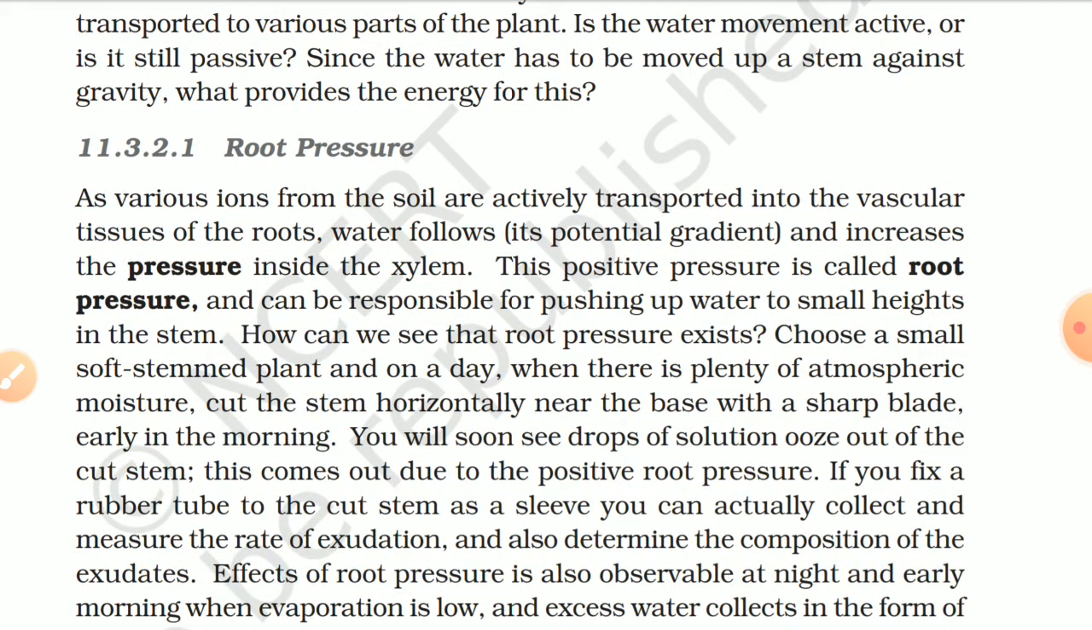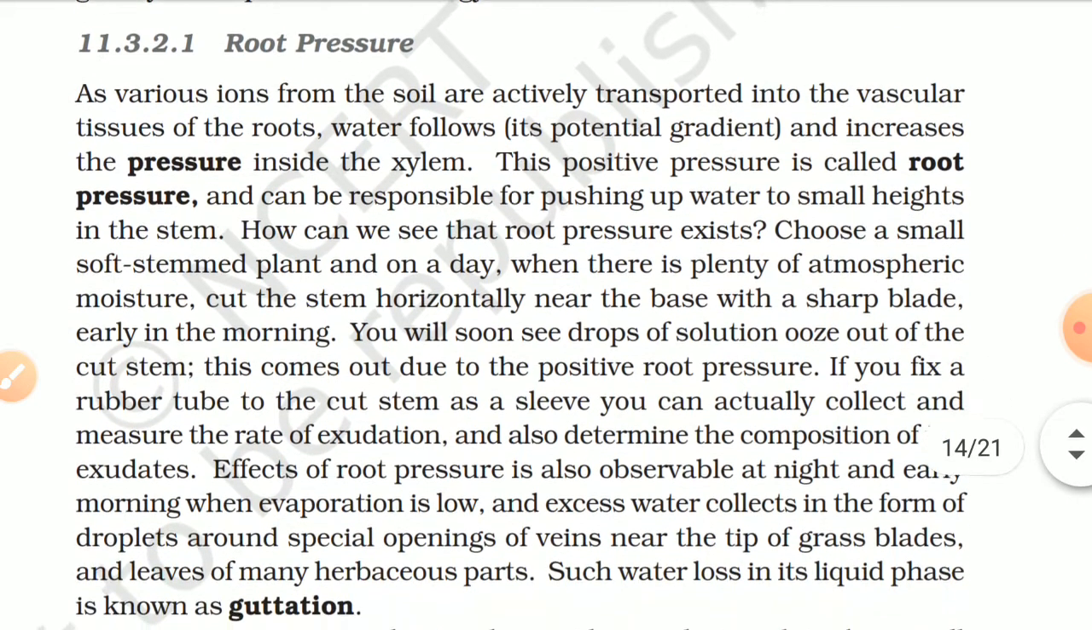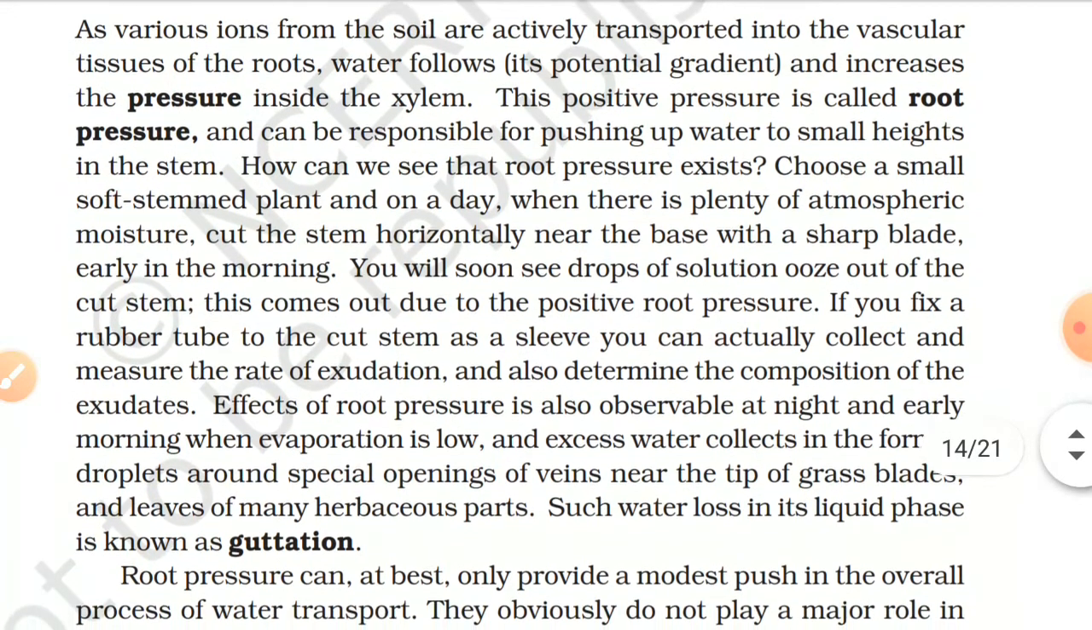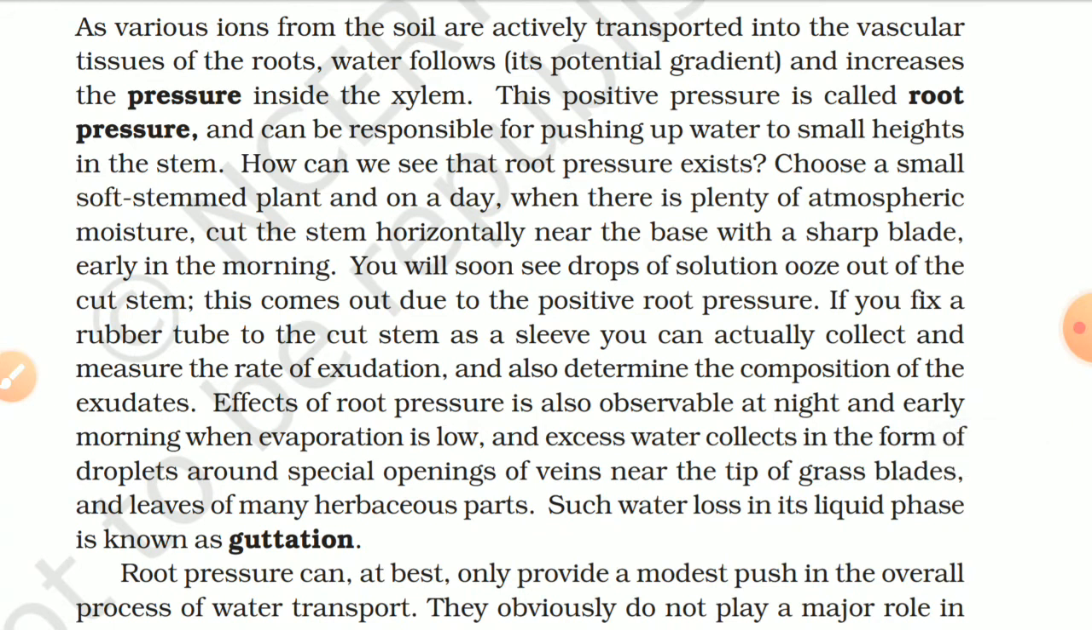11.3.2.1 Root pressure. As various ions from the soil are actively transported into the vascular tissue of the roots, water flows along its potential gradient and increases the pressure inside the xylem. This positive pressure is called root pressure and can be responsible for pushing up water to small heights in the stem. How can we see that root pressure exists?